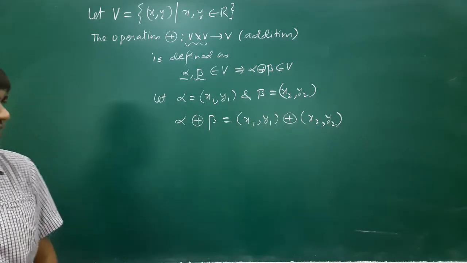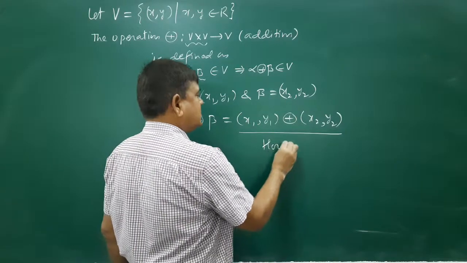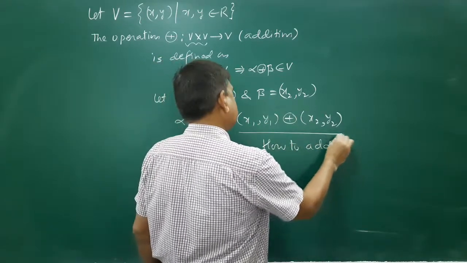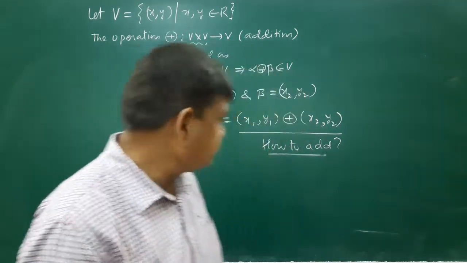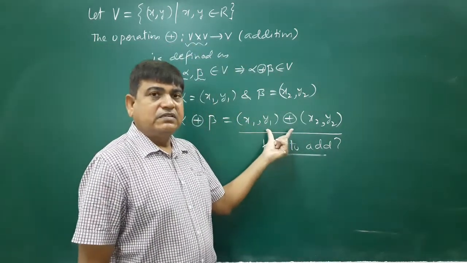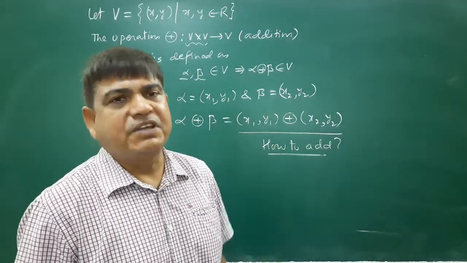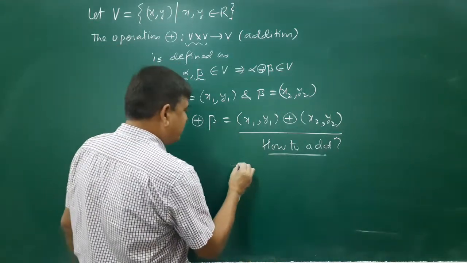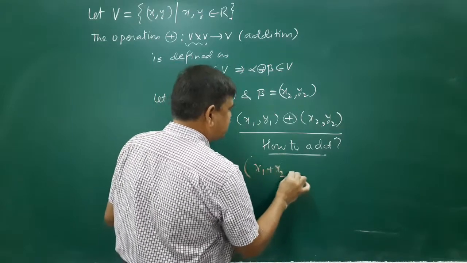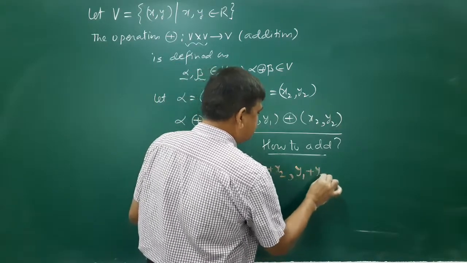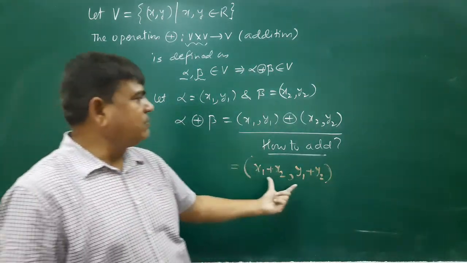What is this? How to add? This is the question. This is given. It must be given. The rule of the operation must be given. How to add? So here, first component is added to first component. I mean to say x1 plus x2 and y1 plus y2. It is like this. This is given to us.